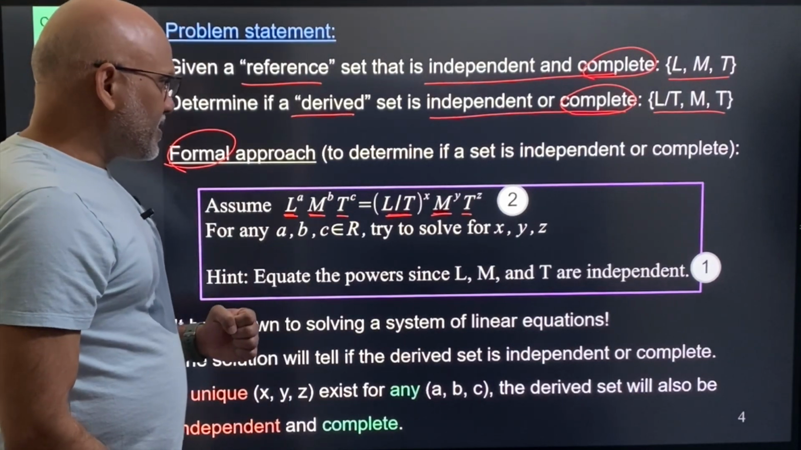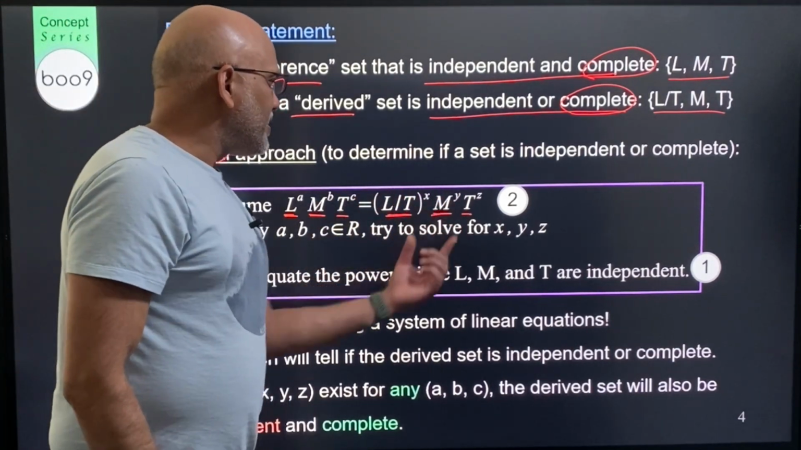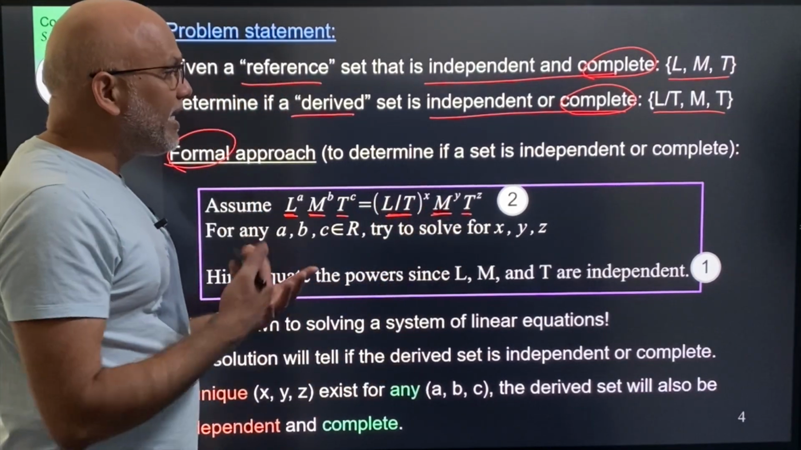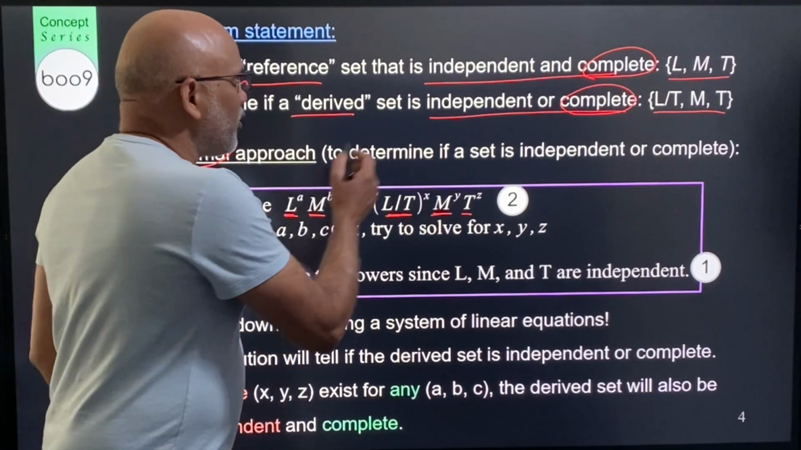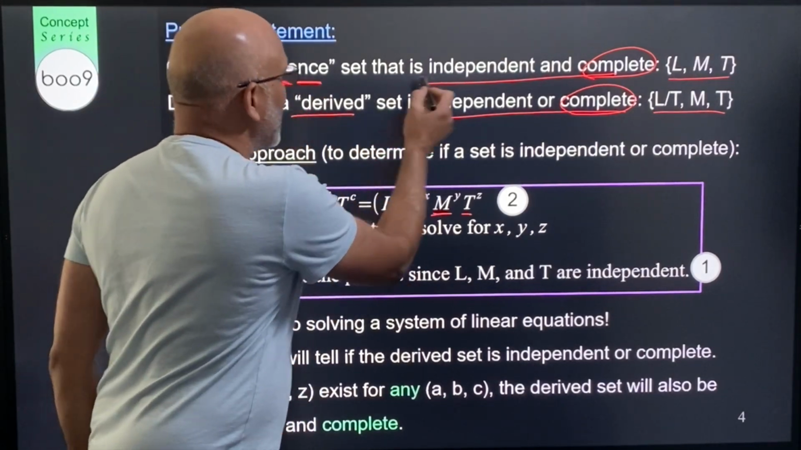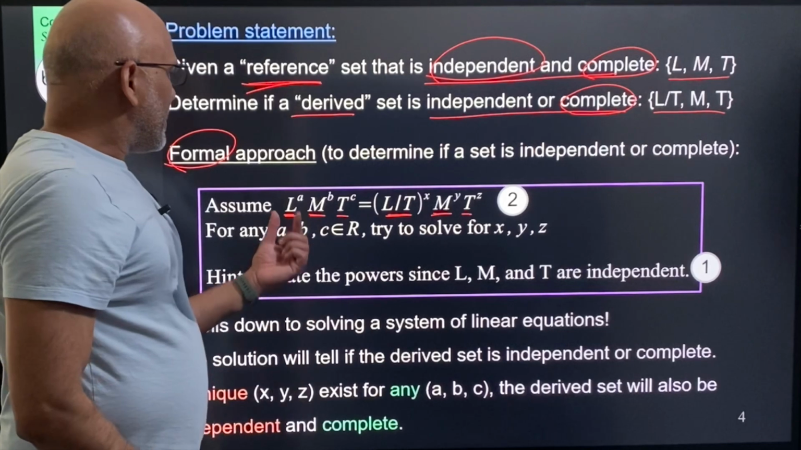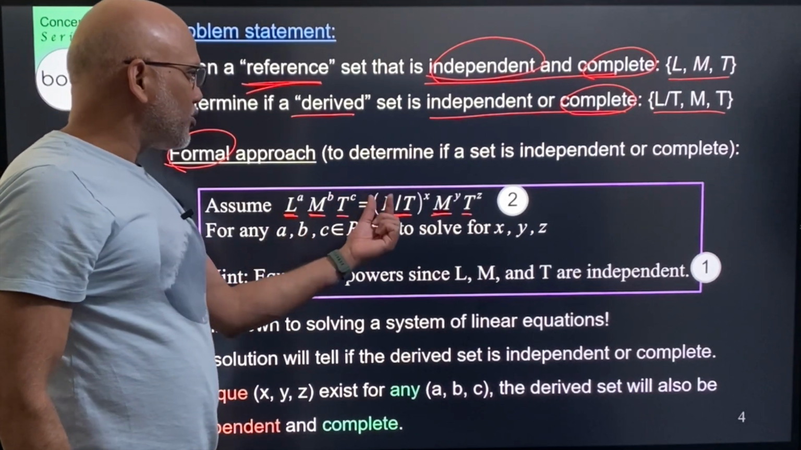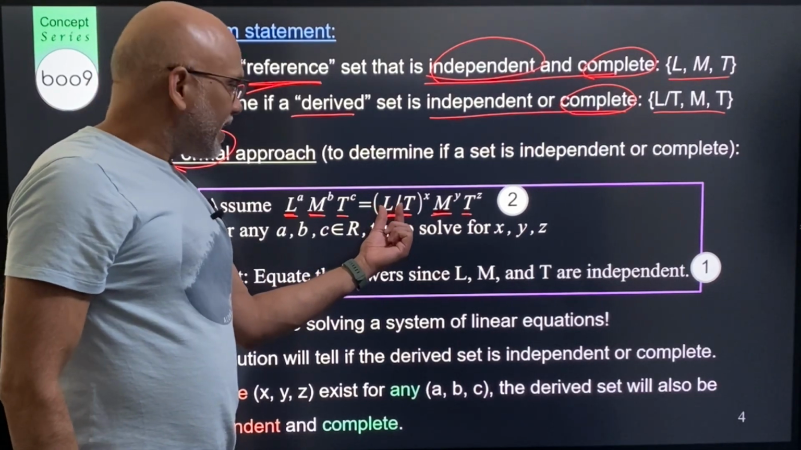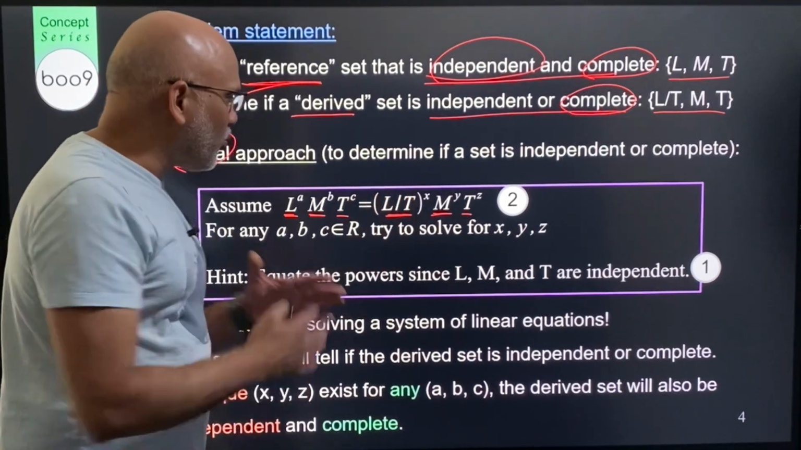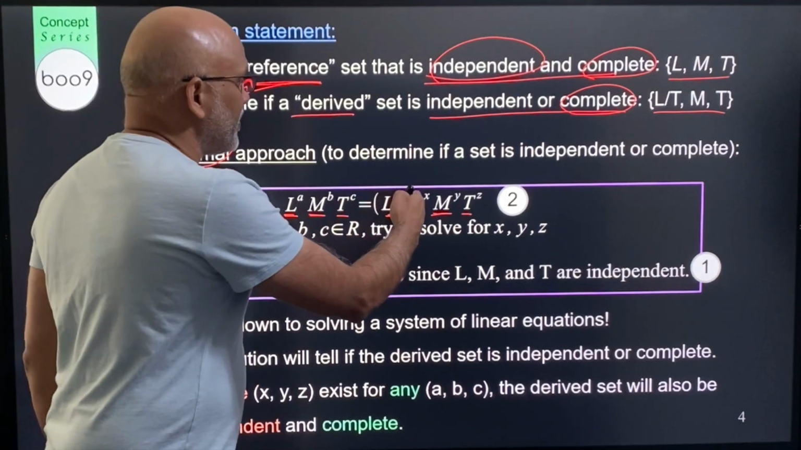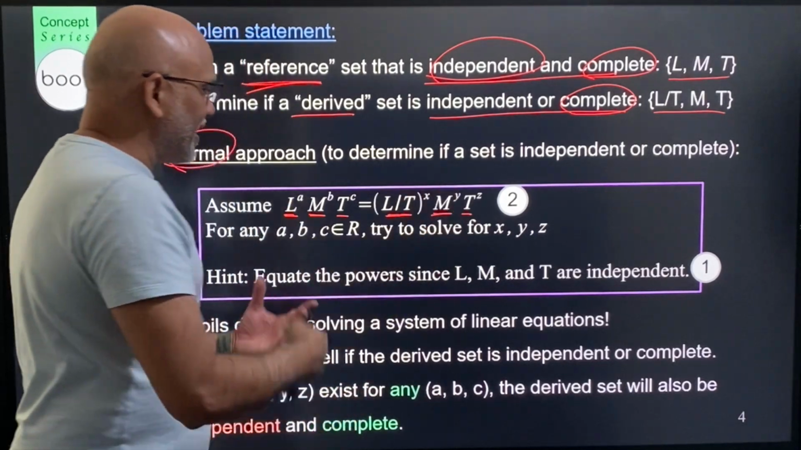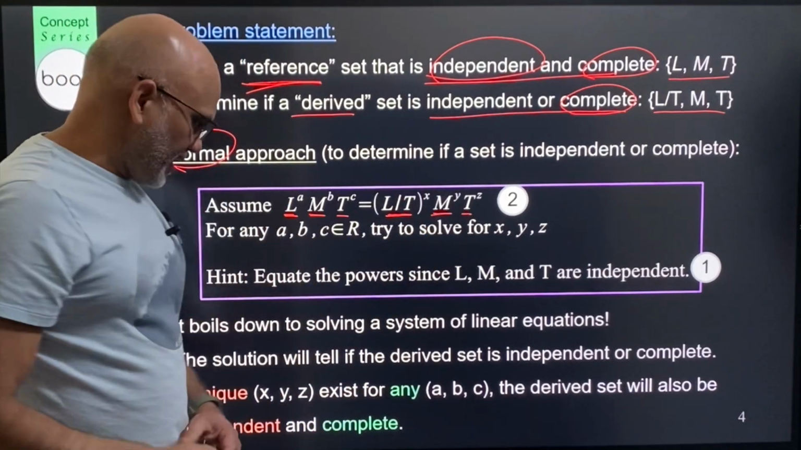Now, next is, how can I solve for x, y, and z? I have only one equation, but I have 3 variables here, right? That's where the independence comes in. I know that the reference set is also independent, meaning whatever the power of length is on this side has to be the same power of length on this side, right? So when I equate that, I get individual equations for a, b, and c, or x, y, and z, and then I try to solve that and see if that makes sense.